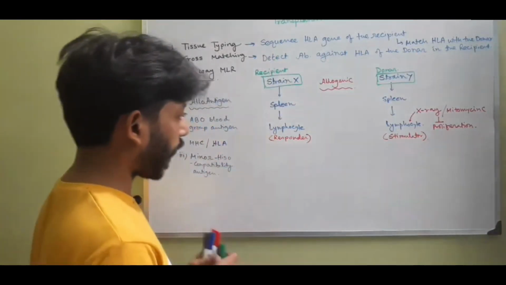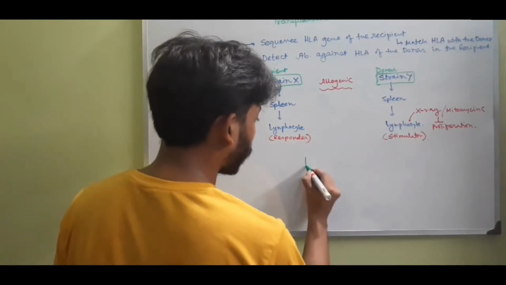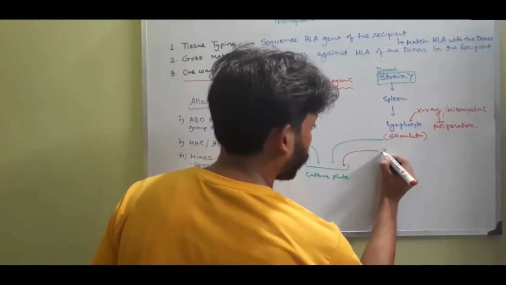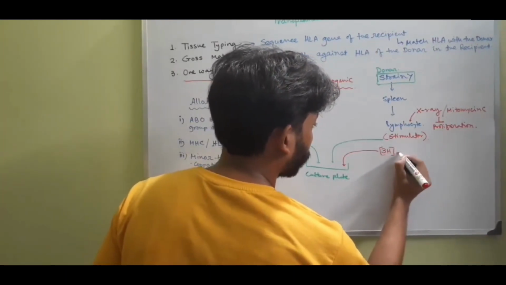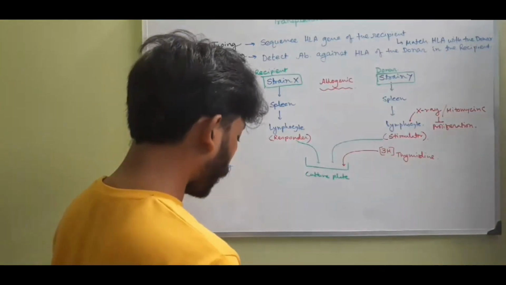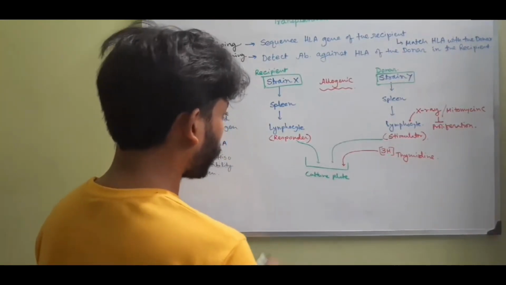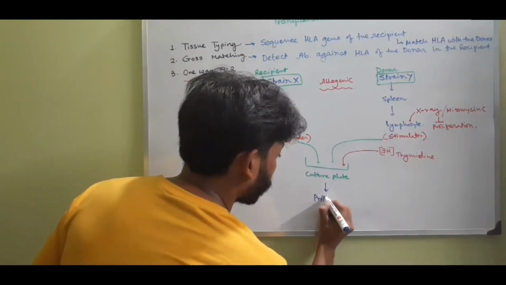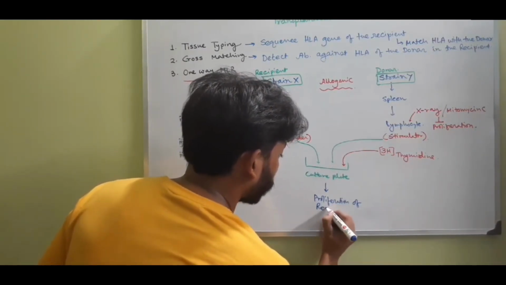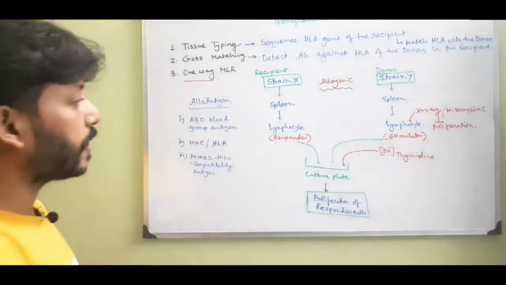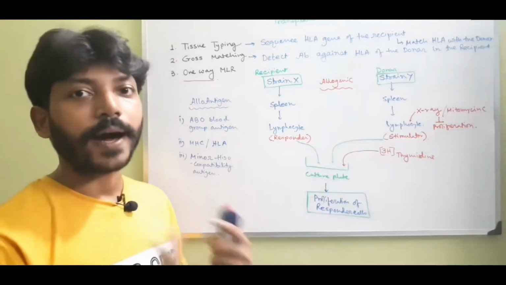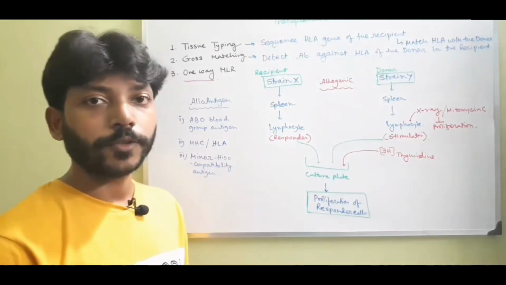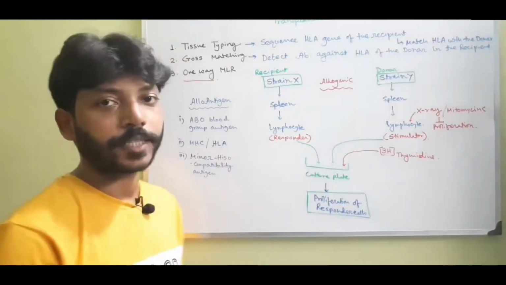Now they put these two cell populations together in a culture plate and also add another chemical, that is tritiated thymidine, 3H-thymidine. Now they try to see what happens after this mixed lymphocyte reaction. They try to see the proliferation of the responder lymphocytes. Now I will tell you why these two lymphocytes are mixed and how, from this proliferation, scientists or doctors come to the conclusion that the transplantation should be performed or not.